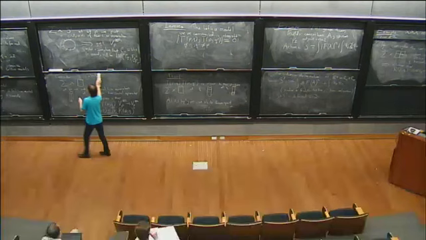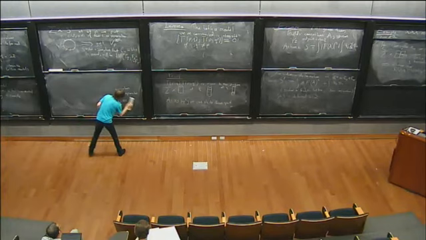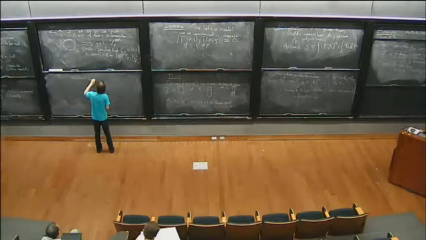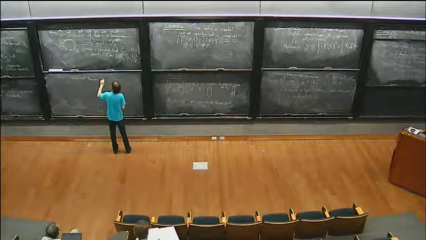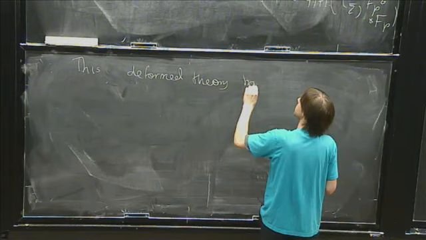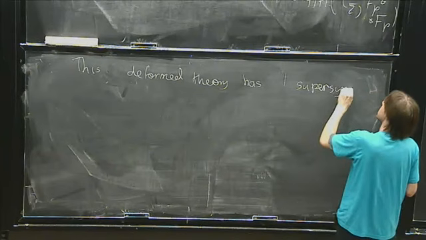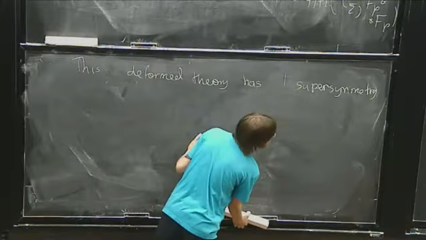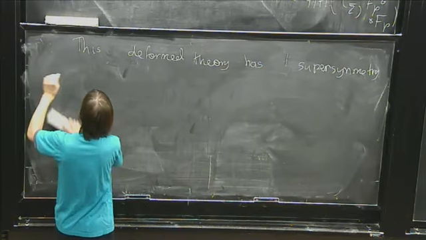And this deformed theory has one supersymmetry. Actually, Gaiotto told me he thinks it should have two, but I only checked that it had one. I only need to use one. So this implies that we can twist.